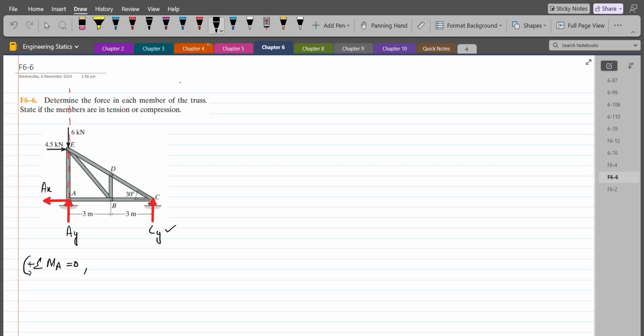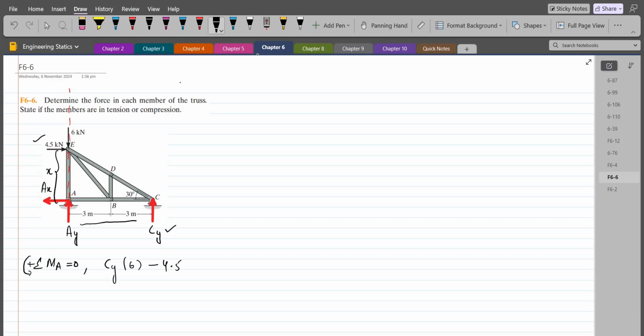This CY force is trying to rotate the truss in counterclockwise direction about joint A, so the moment produced by this CY force will be taken as positive. And the moment arm is this 6 meters distance. The 4.5 kN force is trying to rotate the truss in clockwise direction about the joint A. So the moment produced by this 4.5 kN force will be taken as negative. And the moment arm is this perpendicular distance.